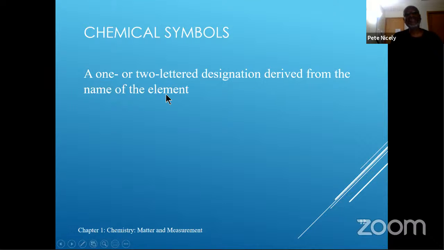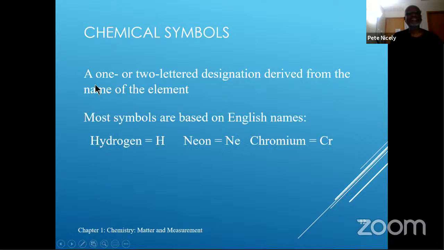As stated here, a chemical symbol is basically a 1 or 2 letter designation derived from the name of the element. Where you have a 1 letter designation, that would be an uppercase letter, such as in the case of hydrogen. If you have a 2 letter designation, the first letter would be uppercase and the second one lowercase, such as in the case of neon and chromium, all right?